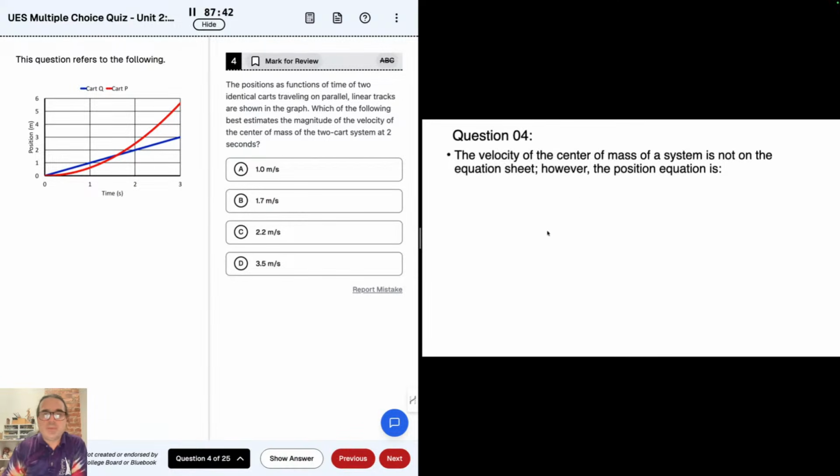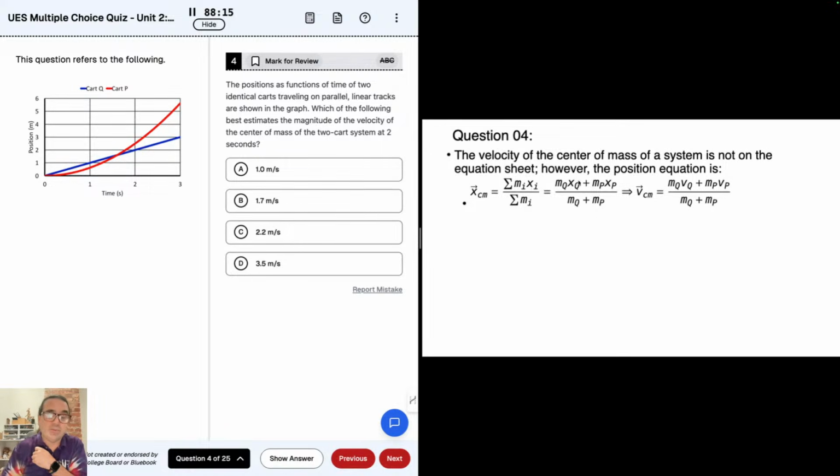Question 4. The velocity of the center of mass of a system is not on the equation sheet, but the position equation is. So the position equation for the position of the center of mass is the sum of the mass times position for each object divided by the total mass. For this particular case, because we have 2 objects, cart Q and cart P, that would be the mass of Q times the position of Q plus the mass of P times the position of P divided by the sum of the masses.